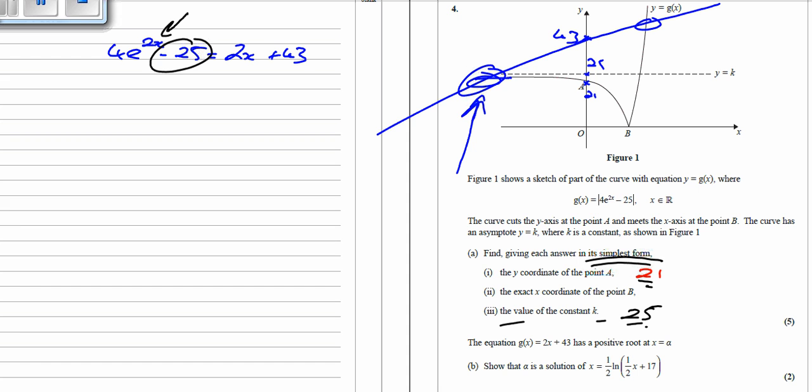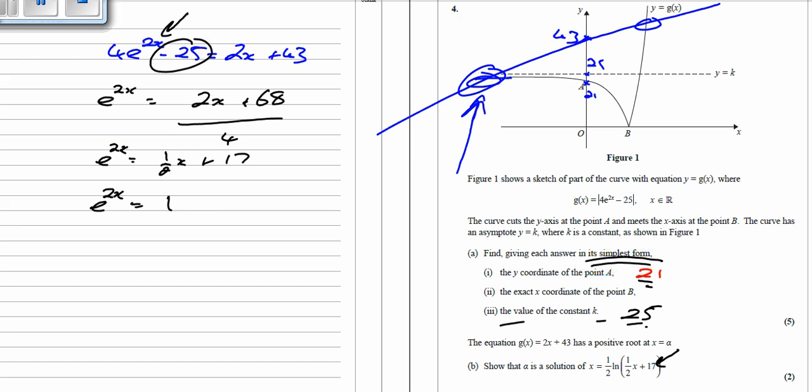So first of all, let's add 25 to both sides and divide by 4. So we've got e to the 2x equals 2x plus 68, and then all divided by 4, which is e to the 2x equals 2x over 4, so it's going to be a half x. 68 divided by 4 nicely gives us 17. Then we're going to take logs of both sides.